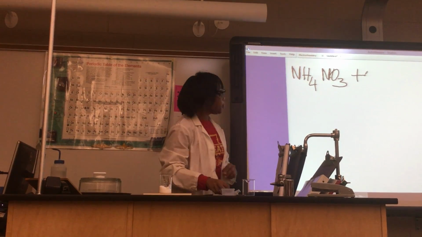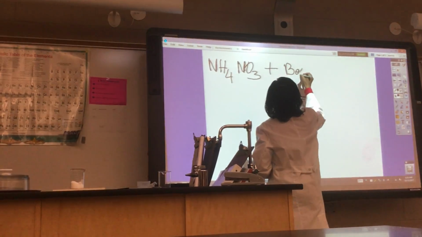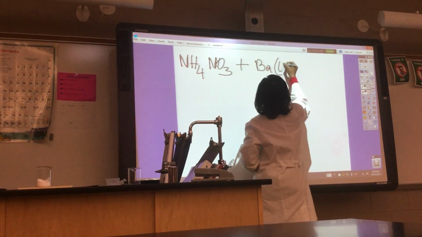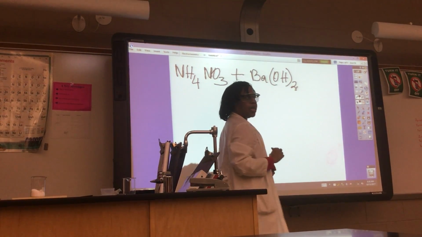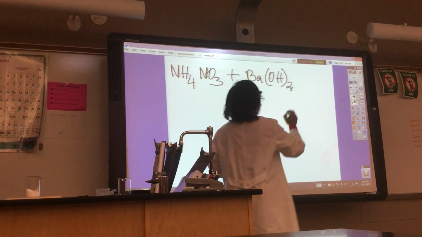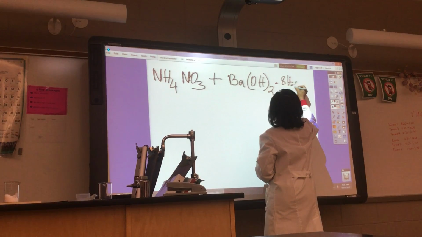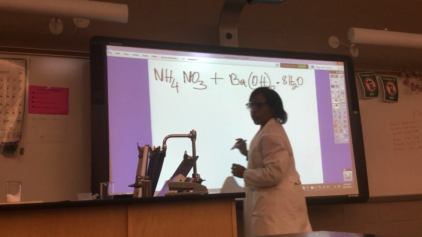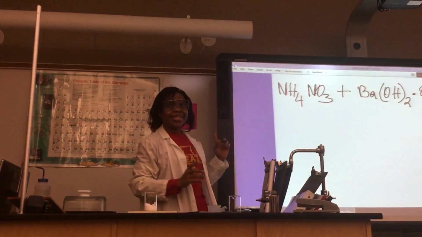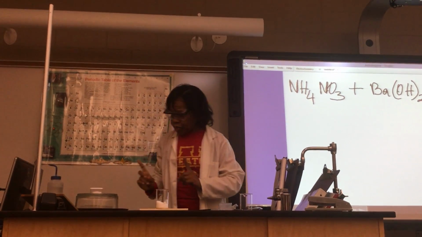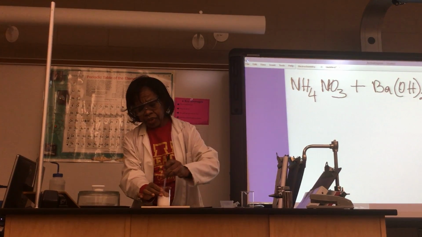So I have barium, group 2, 2 plus, hydroxide, OH minus. You need 2 hydroxide with barium, and it says octahydrate. So you put in that 8 water, and even though you see the water here, the water that is part of the crystal is still a solid. All right, we have 2 solids, and we will mix them together.